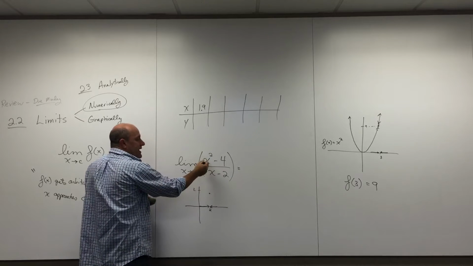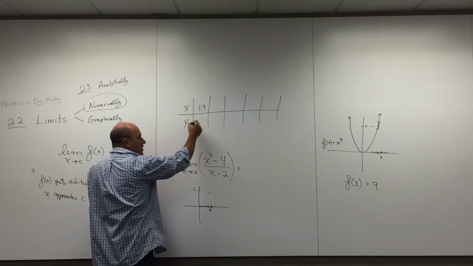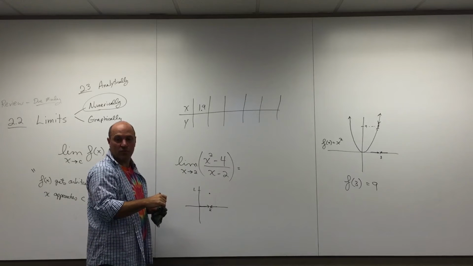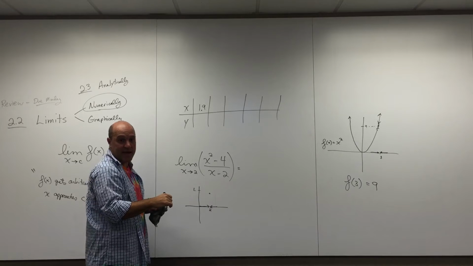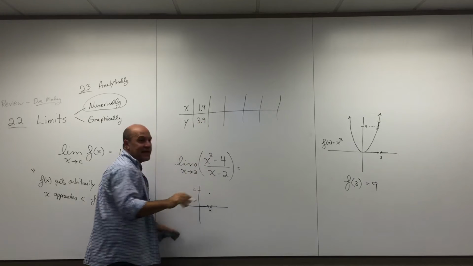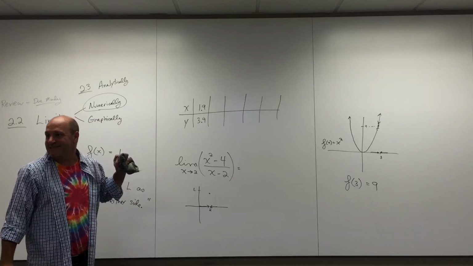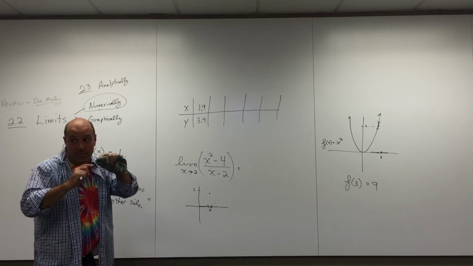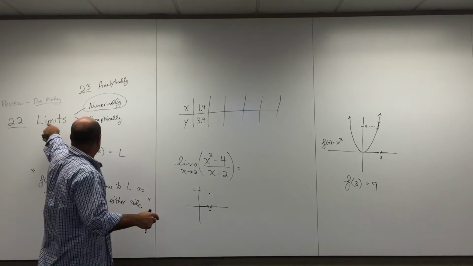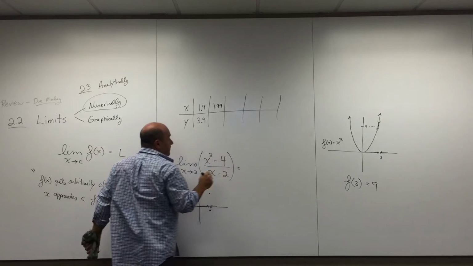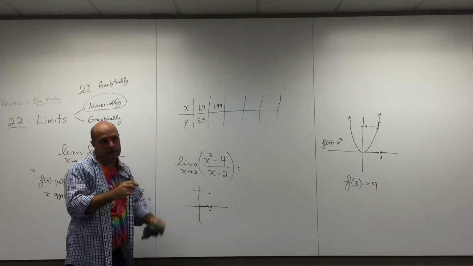You're plugging a 1.9 into this function, and I want to know what you get. 3.9? Is that what you said? Are you rounding that? Oh, it's exactly 3.9. Okay, thank you. Can you get closer to 2 than 1.9? 1.99? Yeah. This is kind of how your homework opens here in section 2.2. You do these, plug in a 1.99.